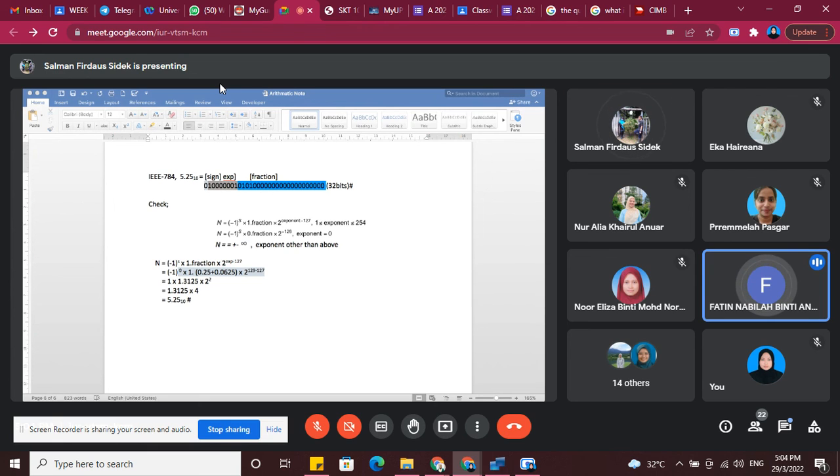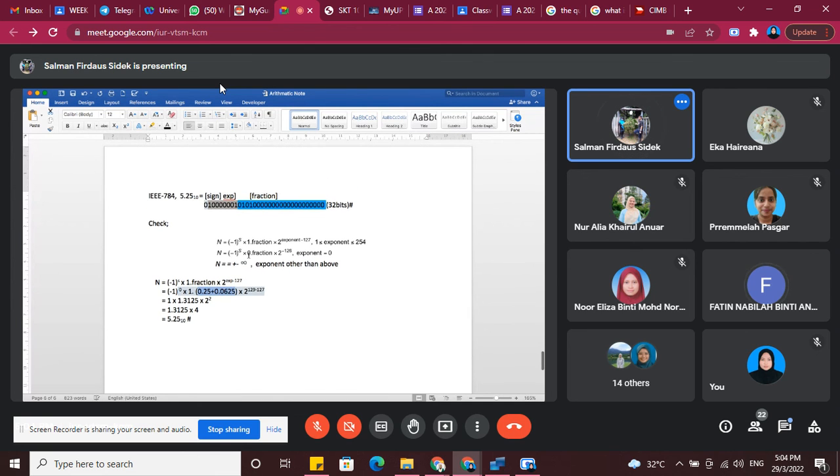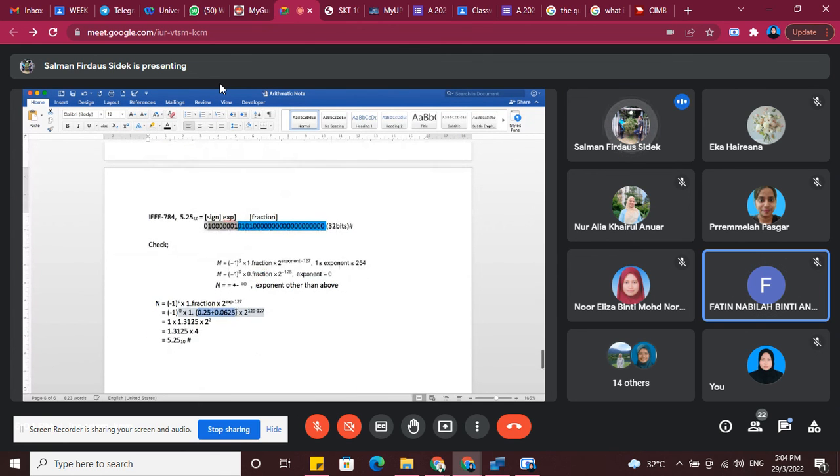Cuba dia ulang tak yang part 0.25 plus 0.0625 tu, tengok kat mana tadi? Yang bawah ni fraction kan? Ni fraction, yang ni dapat dari formula. So how to get this value? We refer to the answer just now. The answer here, fraction is 0101. The rest is 0, so just ignore it. So 0101.